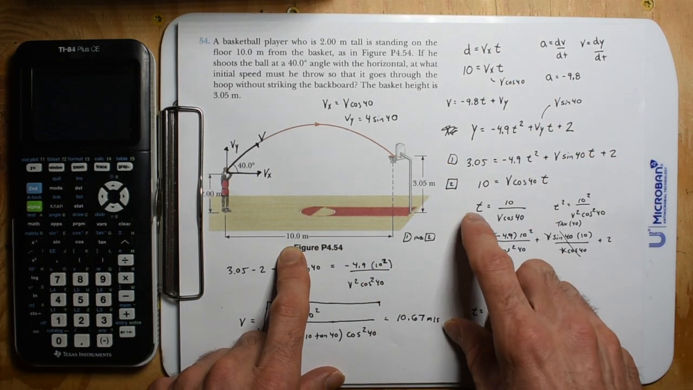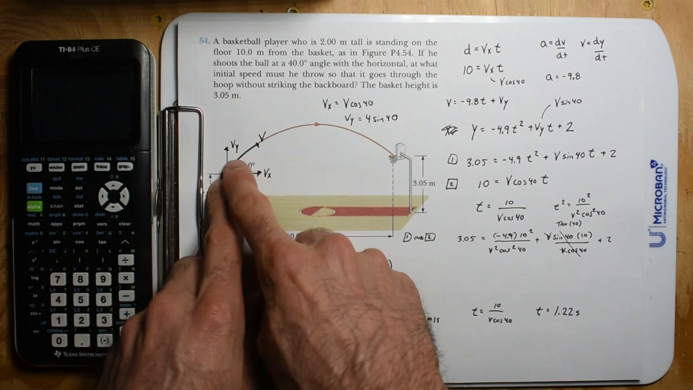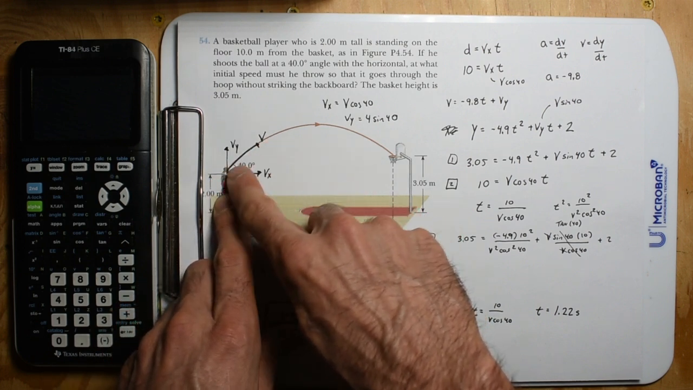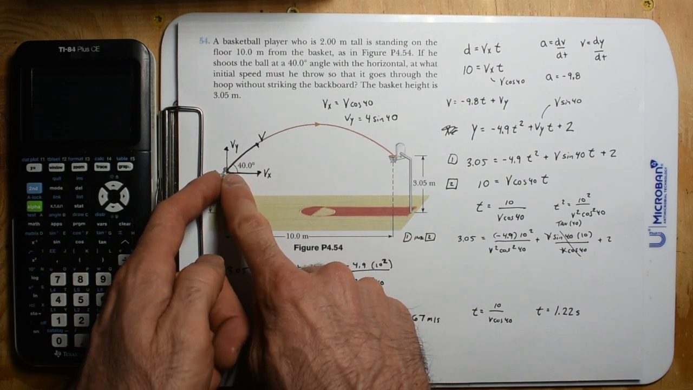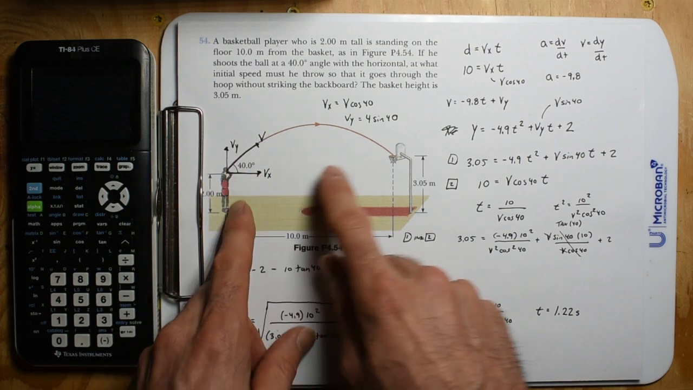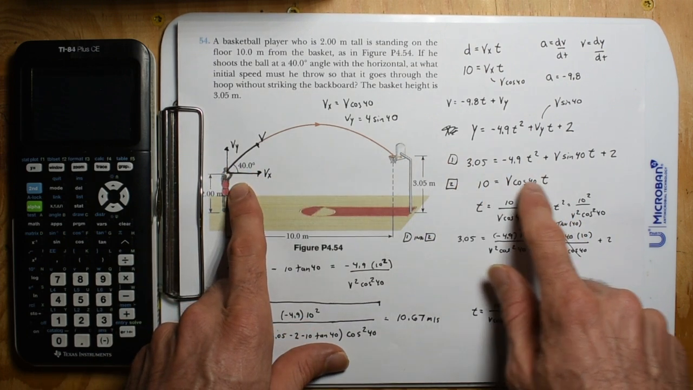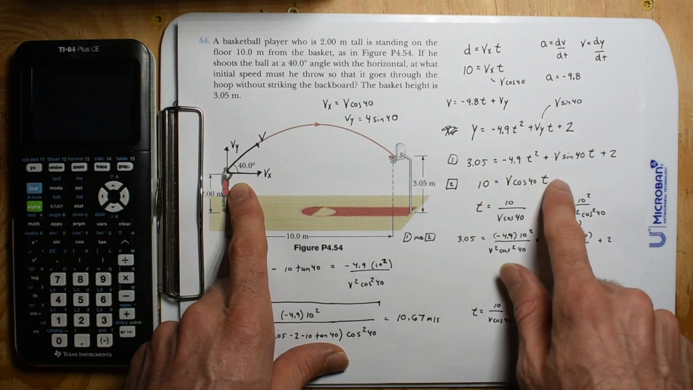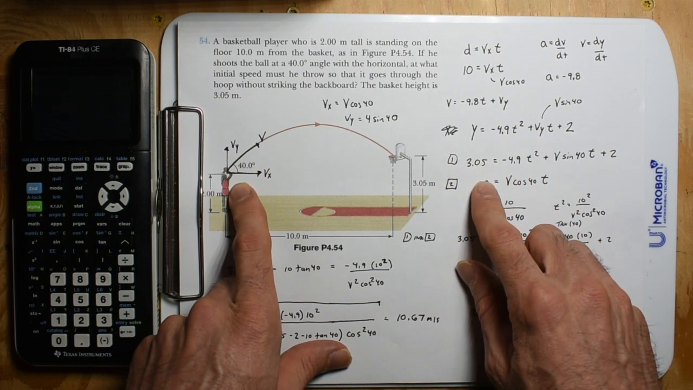And then we know some components, since we want to know this velocity. This component Vx is that velocity times cosine 40. And so that's this equation. That's technically one of the equations for our two equations, two unknowns.